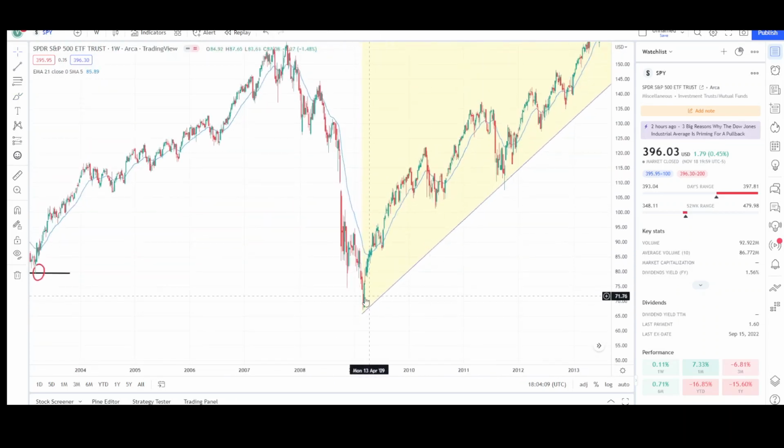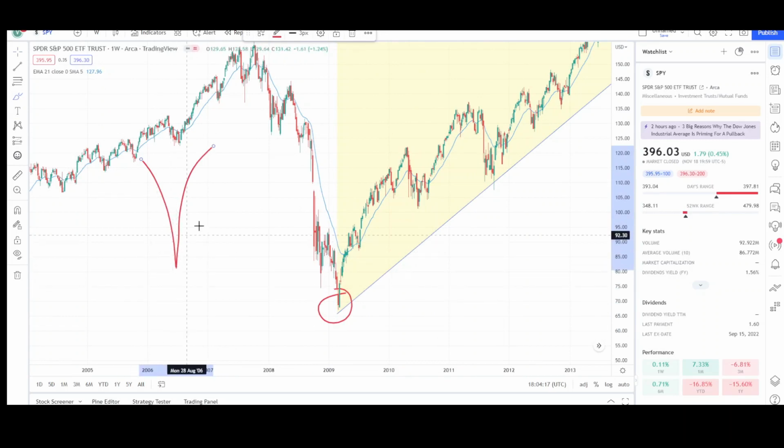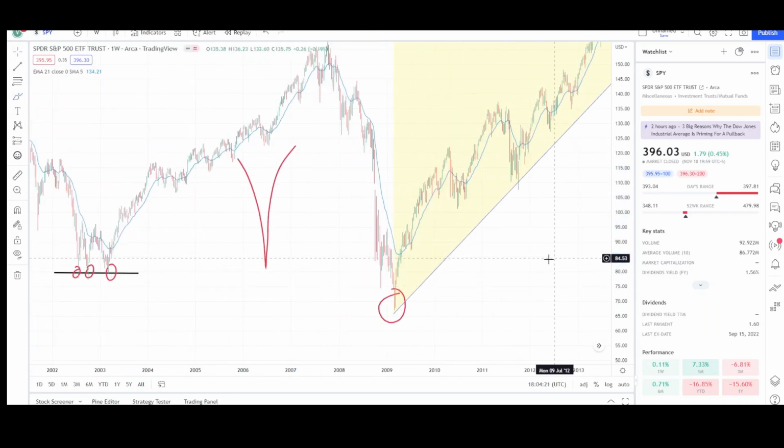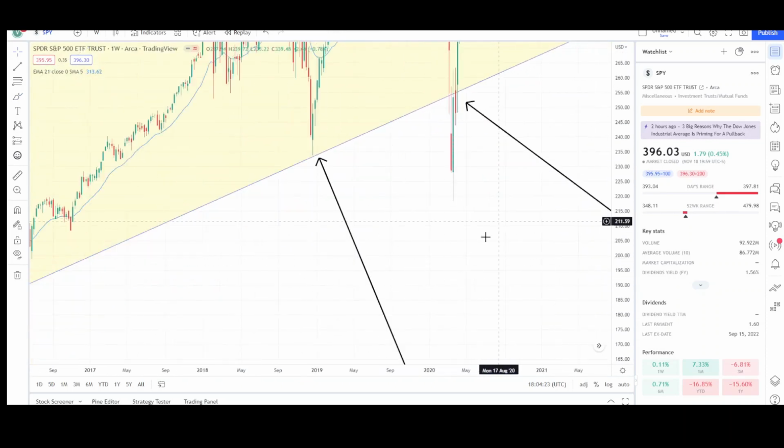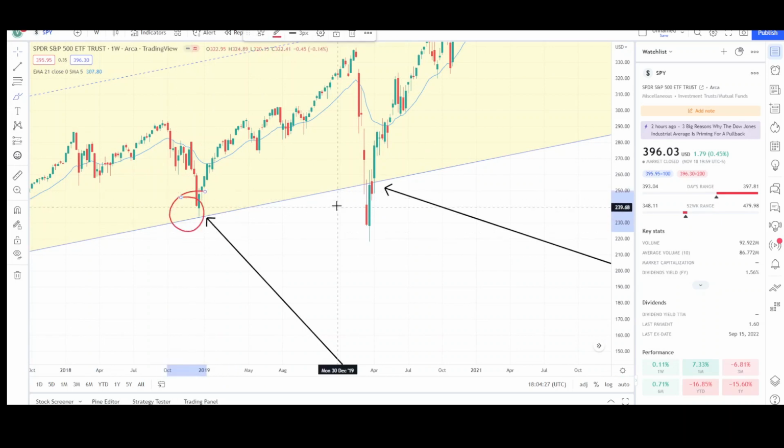Now let's take a look at the 2008-2009 crash. Well, this one's a little different. This is a V bottom, so whenever we get overextended and we snap back, that could mark the bottom. It's like a capitulation move, so that's another bottoming pattern. The same thing occurred in 2020. These are V bottom reversals, and 2018 was a V bottom too.